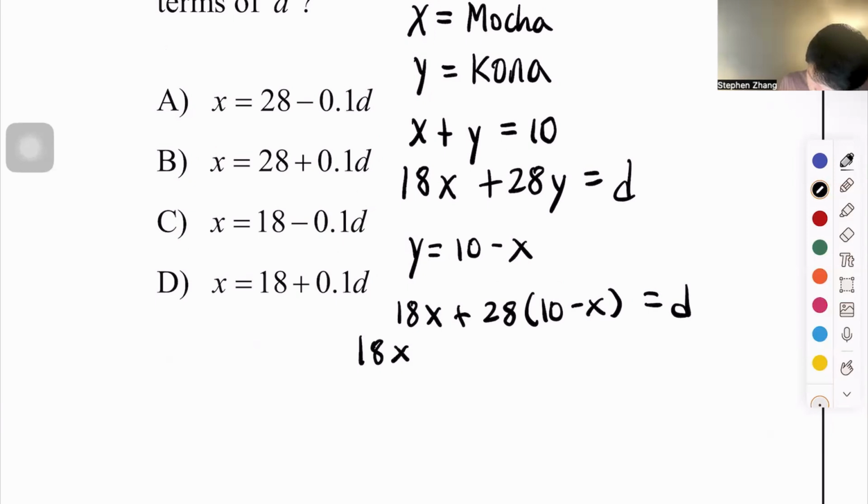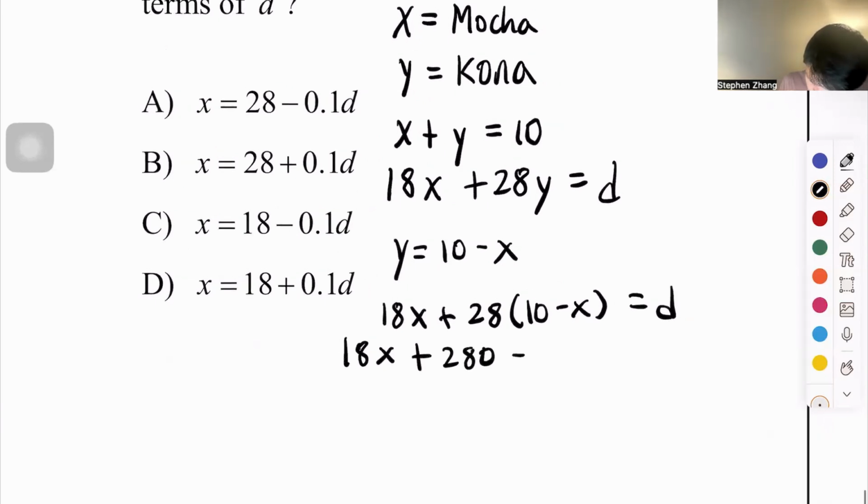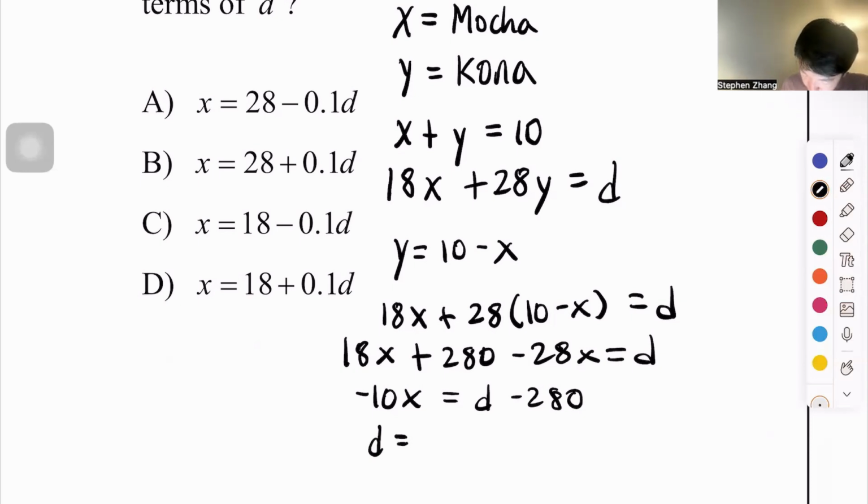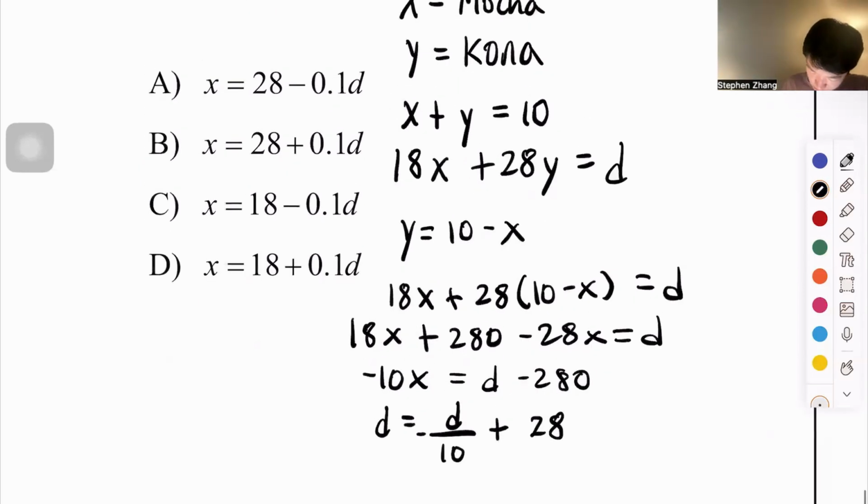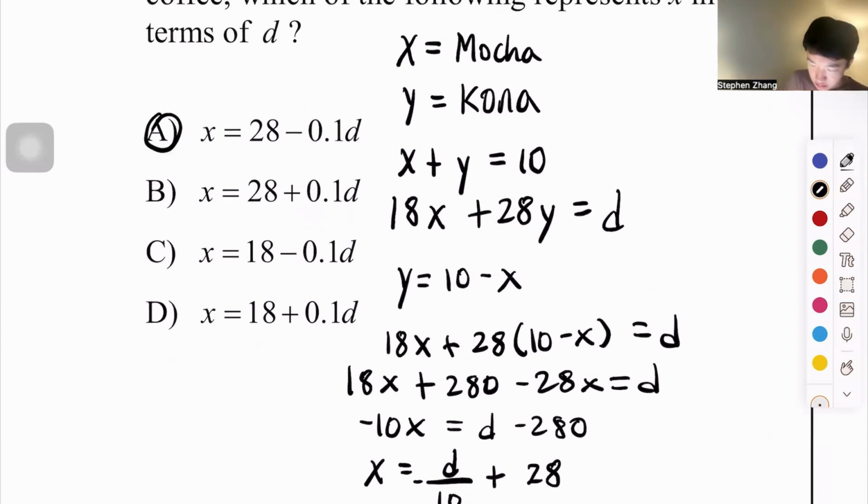So if I simplify this out, I'm going to have this line, and this will be equal to negative 10x equals D minus 280. And if I divide that, then I'm going to get D over negative 10 plus 28. Let's see. Yeah, this is going to be x. X is equal to negative D over 10 plus 28. And from looking at our answer choices, this answer choice matches with A. So that's how we would be able to do this sort of common problem on the SAT.